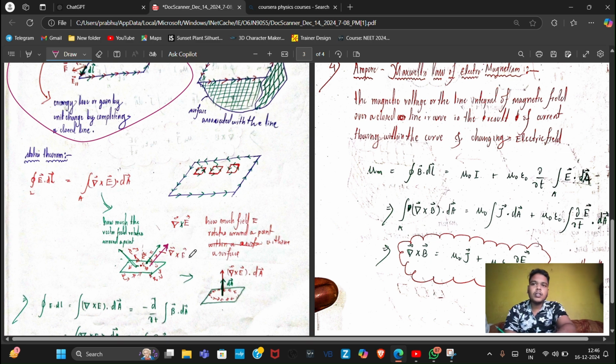So curl is nothing but the cross product of E with the del operator that I have already mentioned during the derivation of the first and second equations of Maxwell.